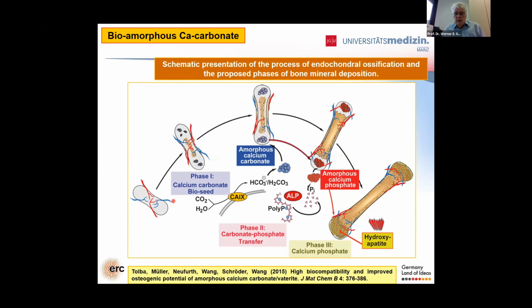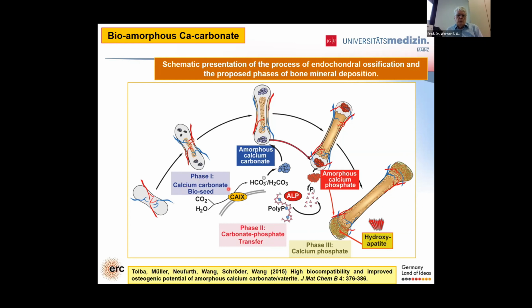And then we discovered that an enzyme is responsible for this process, and this is the carbonic anhydrase number 9. And this is very crucial, that we have enzymes, and if we can modulate the activity of the enzymes, then we can modulate also the speed and the kinetics of the biomineralization. Okay, so we come back to the bone mineralization.